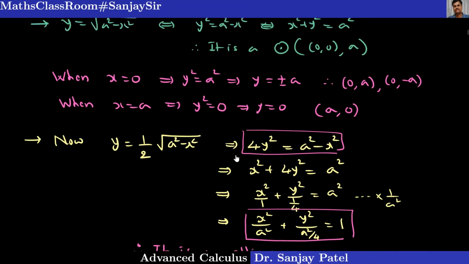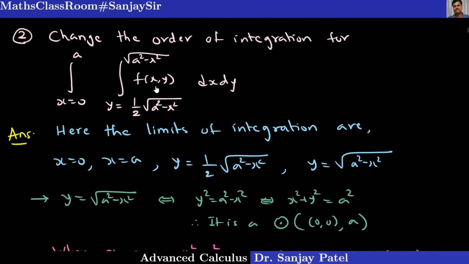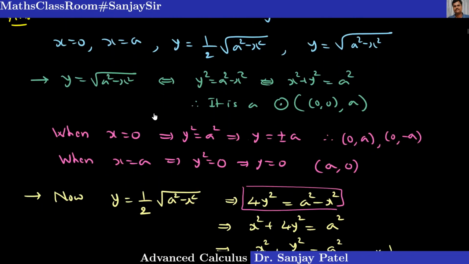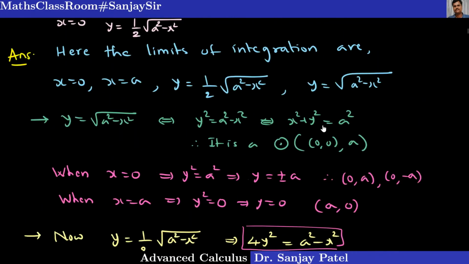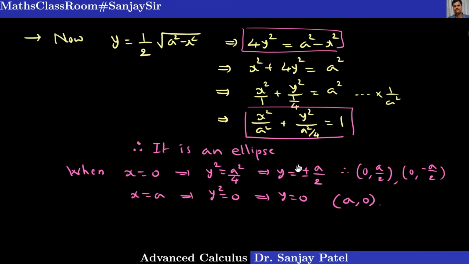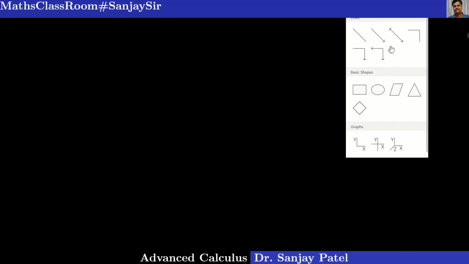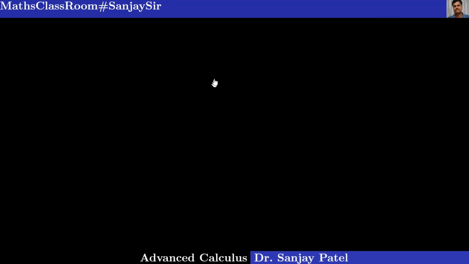Remember, the main two curves are this circle and ellipse. The circle is given by x square plus y square is equal to a square. This is the circle. And the ellipse is given by x square upon a square plus y square upon a square by 4 is equal to 1. So let me draw the figure for this. Let me draw a big figure so that you can understand.